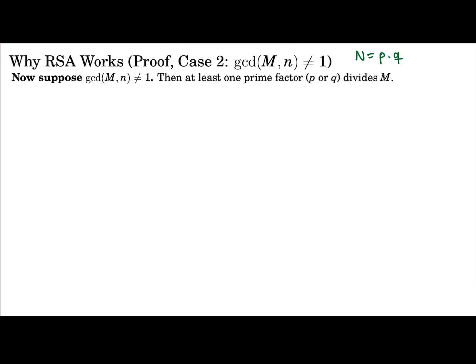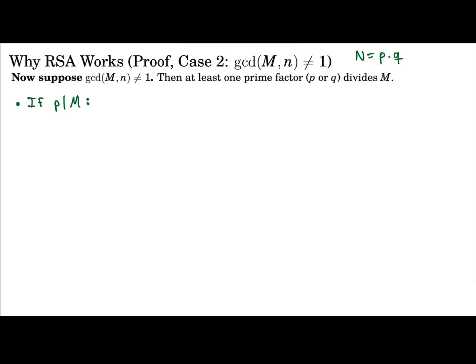Like at least one of them has to be there. I mean, it could be both, but at least one of them has to be there. So let's separate in cases here. Let's suppose, if P divides M, let's see what happens. So if P divides M, then of course you get what you want.